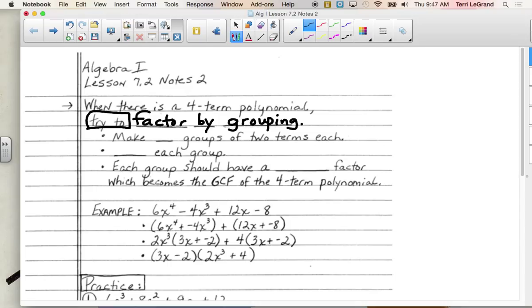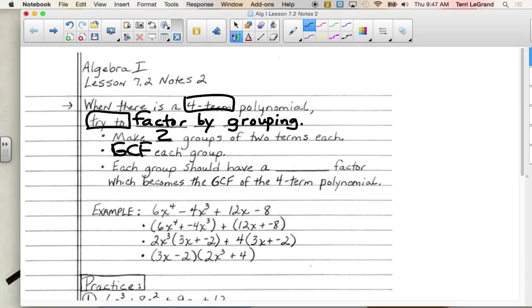So what we will do, because we're only going to work with 4-term ones though, is make 2 groups of 2 terms each. So we have 4 terms, divide them into 2 groups, so kind of like separate them into 2 separate polynomials. It'll look like an addition of polynomials. And then we're going to take each of those groups and we're going to GCF each group or each binomial that we'll have, just like we did for today. We will GCF each group.